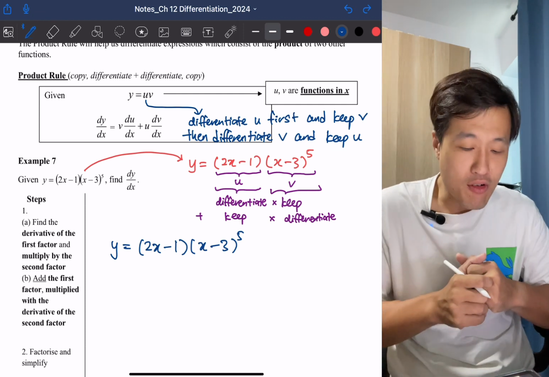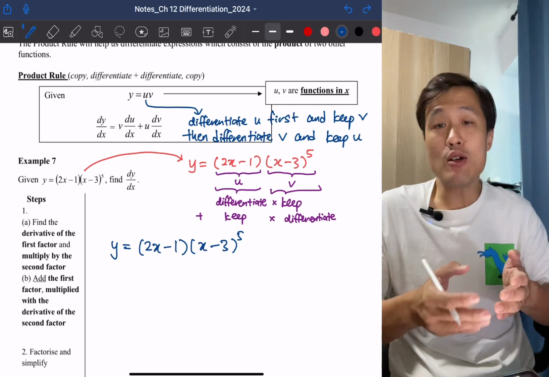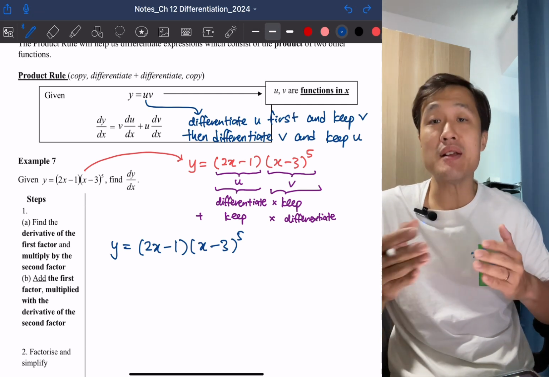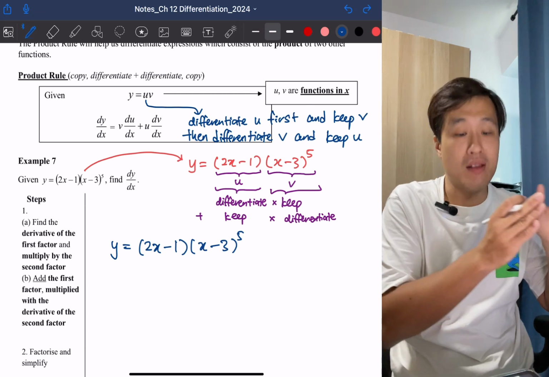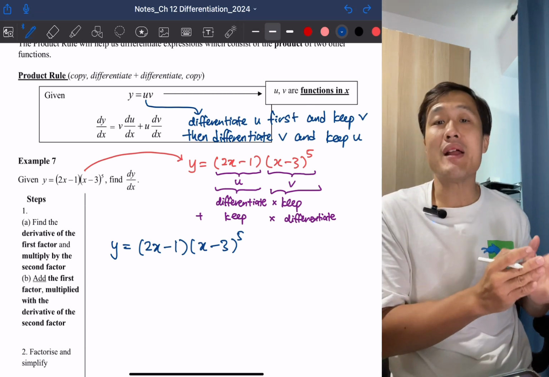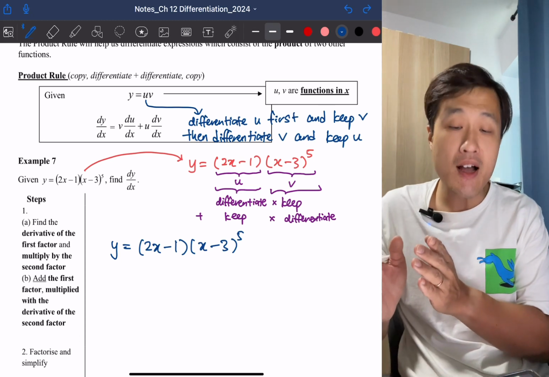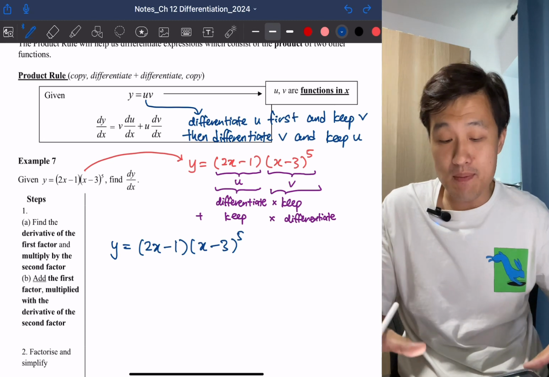So what that means for us is, let's look at example 7, where we have y equals (2x minus 1) times (x minus 3) to the power of 5. That means we treat 2x minus 1 as u and (x minus 3) to the power of 5 as v. Okay, so next we're going to apply the product rule.